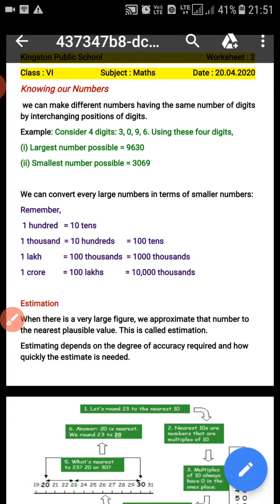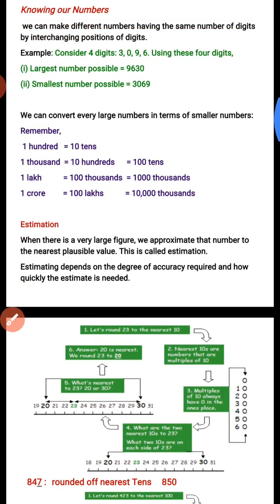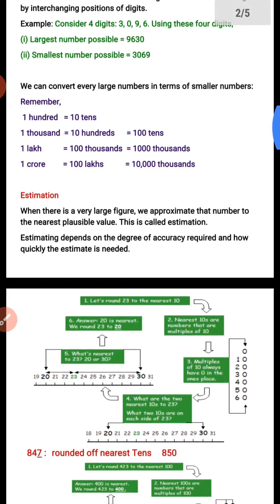Okay. Then next is estimation. What is estimation? To estimate means to find something close to the correct answer. In other words, you are approximating. When there is a very large figure, we approximate that number to the nearest possible value. This is called estimation. Estimating depends on the degree of accuracy required and how quickly the estimation is needed.